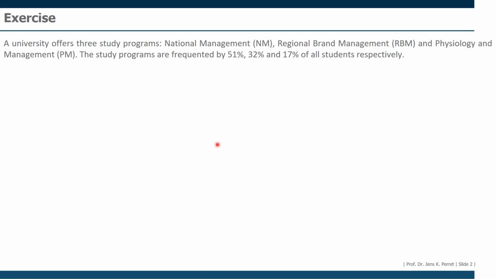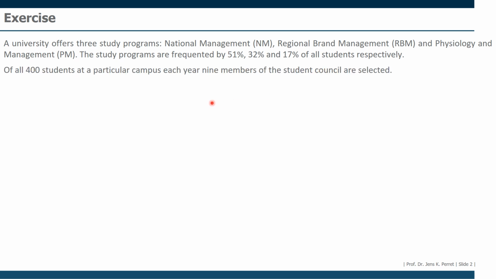A university offers 3 study programs: National Management, Regional Brand Management, and Physiology and Management. The study programs are frequented by 51, 32, and 17% of all students respectively. So much for the general information. And we also know of all 400 students at a particular campus, each year 9 members of the student council are selected.